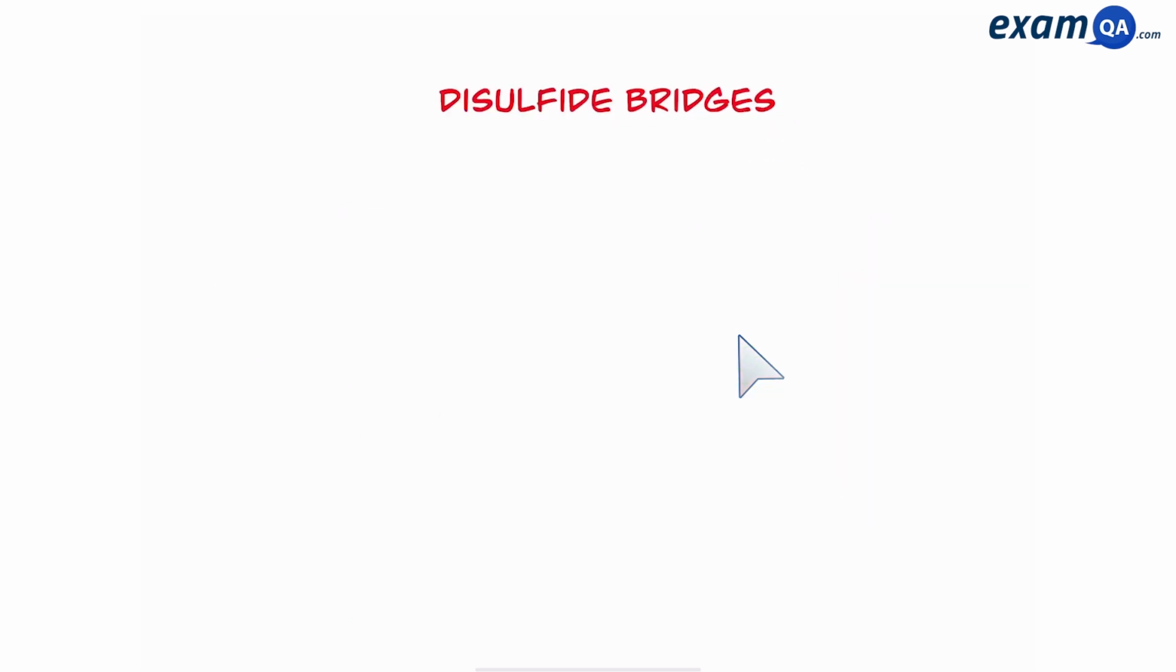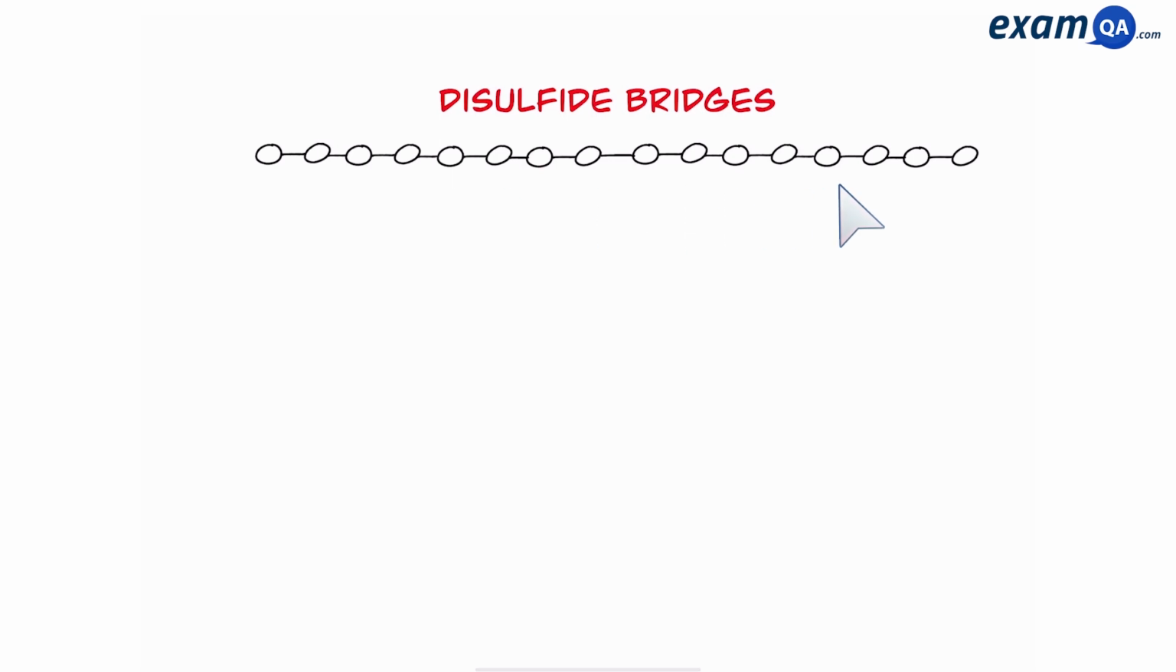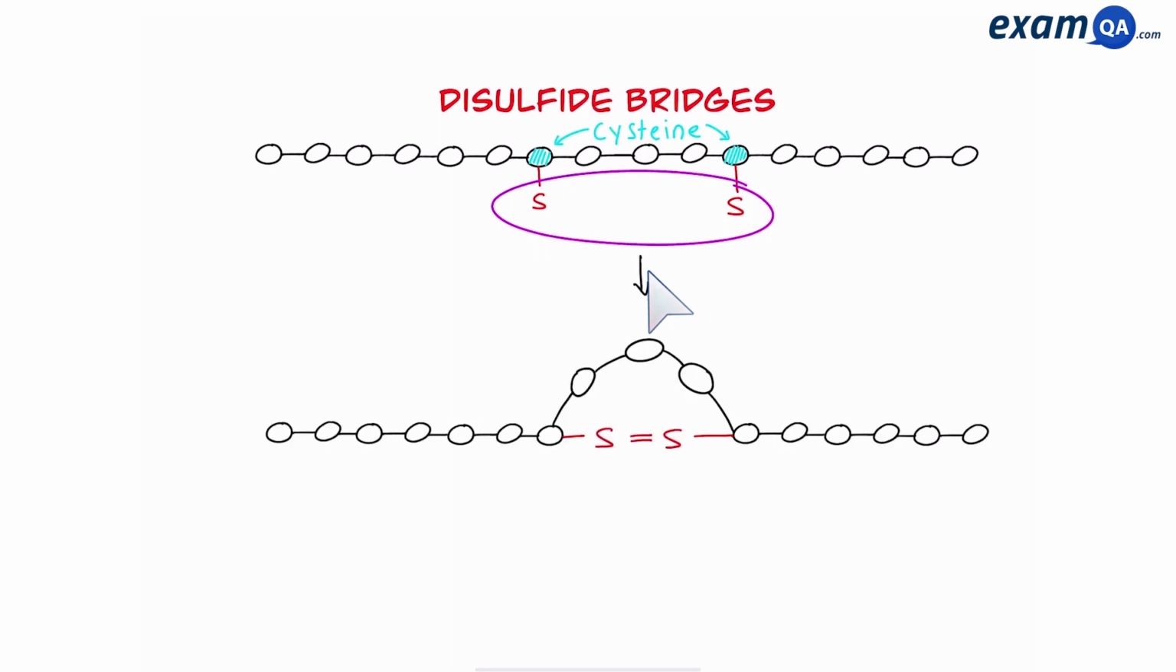So let's look at disulfide bridges in a little bit more detail. In this chain of amino acids, we can see that some amino acids have sulfur in their R groups. The ones with sulfur are known as cysteine. When the two sulfur atoms are close together, they will join together and create a disulfide bridge. This causes the polypeptide to change shape.